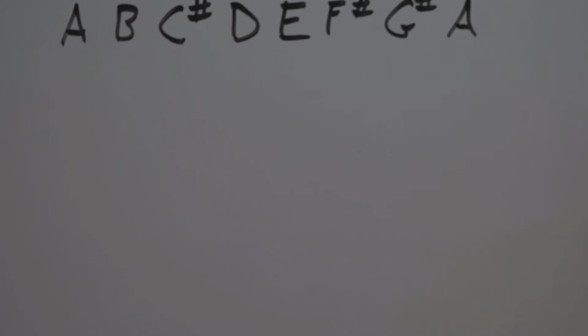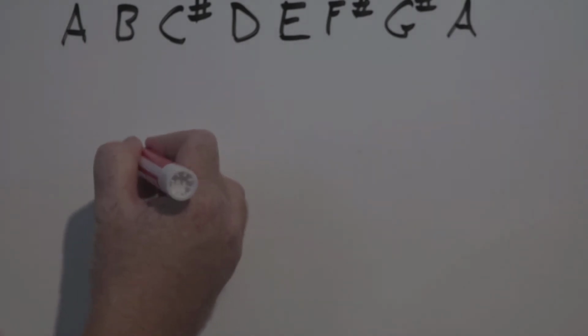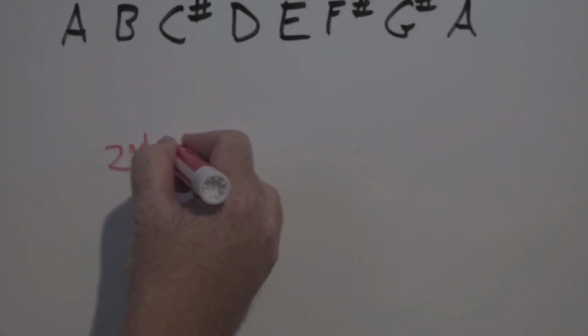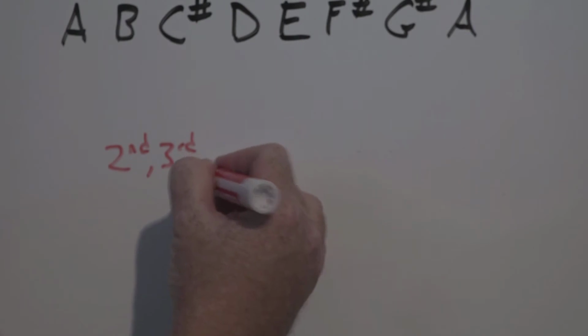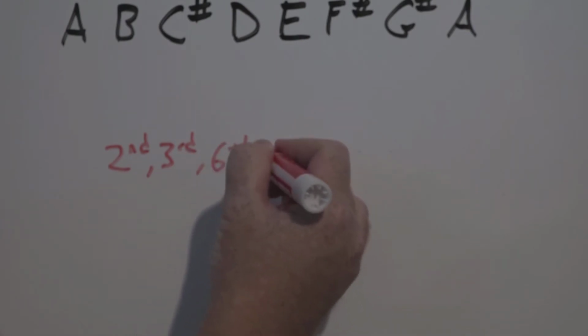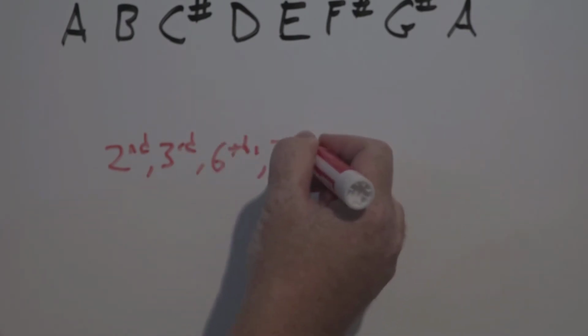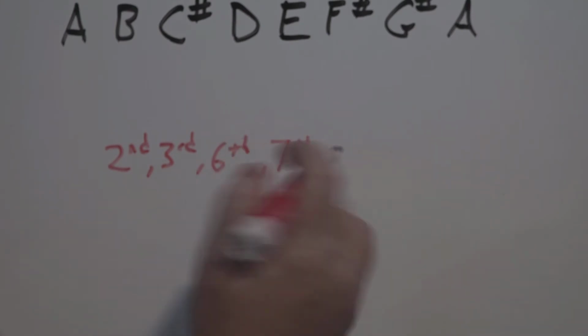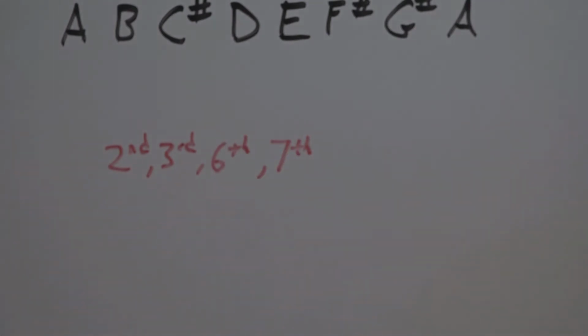Now let's talk about interval quality. You'll notice from the previous series of notes that I used a red color and a blue color. And I used the red color with all of the seconds, thirds, sixths, and sevenths. And I used the blue color. Let's make a line. Here we are.